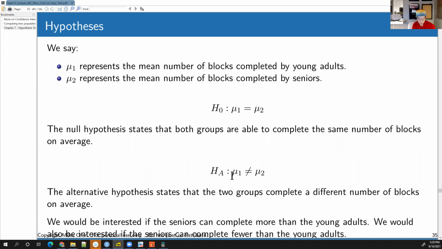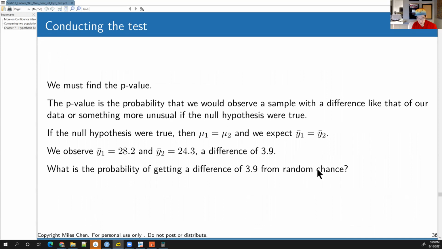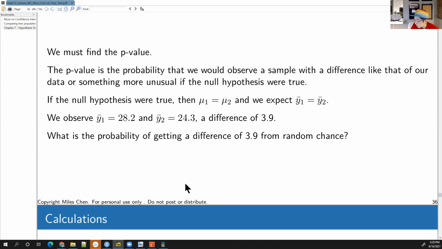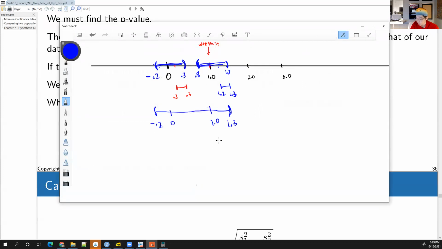All right. So again, we're interested if the seniors can complete more than the young adults. We're also interested if the seniors complete fewer than the young adults. Okay. Either of those outcomes would be interesting to us. All right. So we'll go and we'll conduct the t-test to calculate our p-value. All right. So let me go ahead and do this.